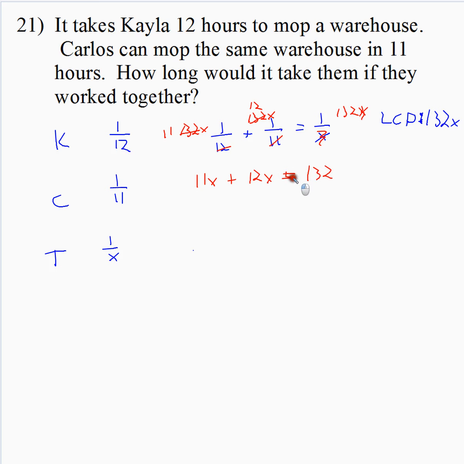It's an equal sign. We get 23x, adding these two terms together, equals 132. Divide both sides by 23. 132 divided by 23, I think that's just going to be 5 times, so 5.